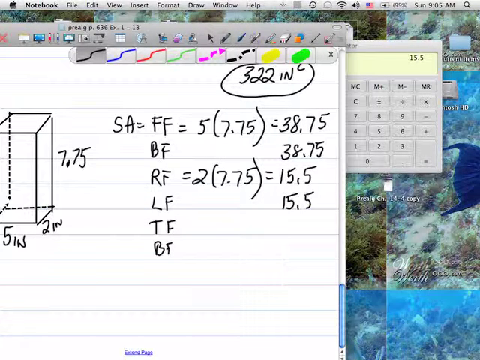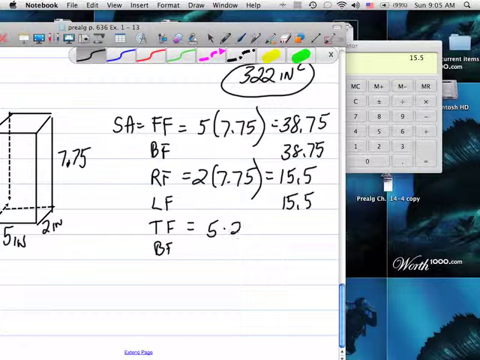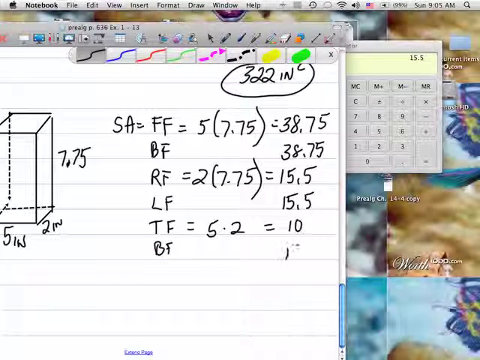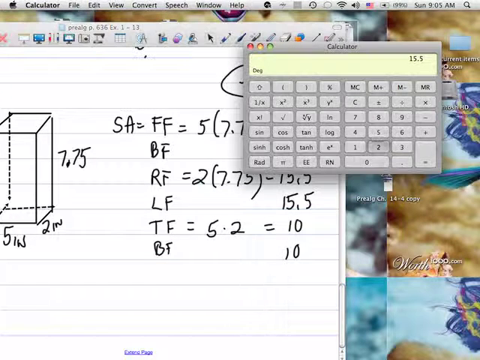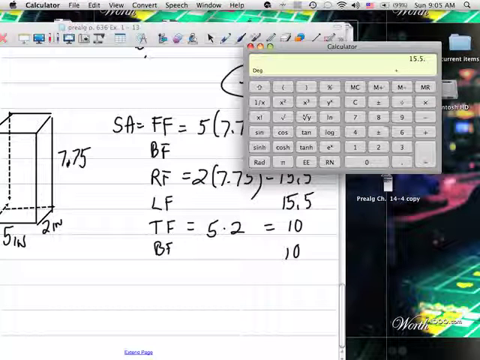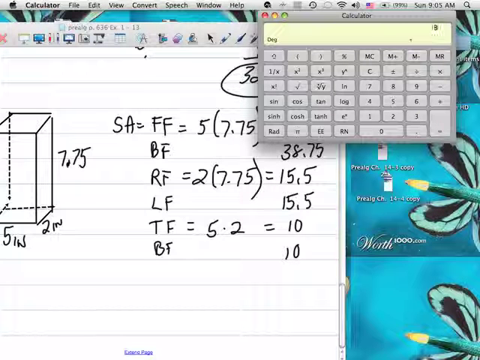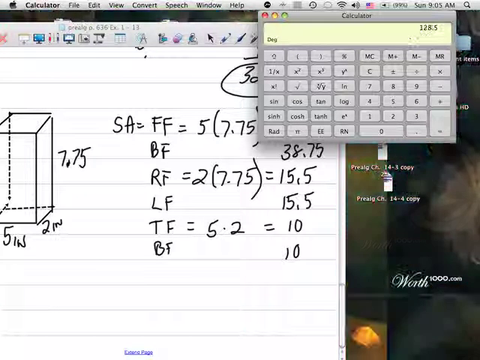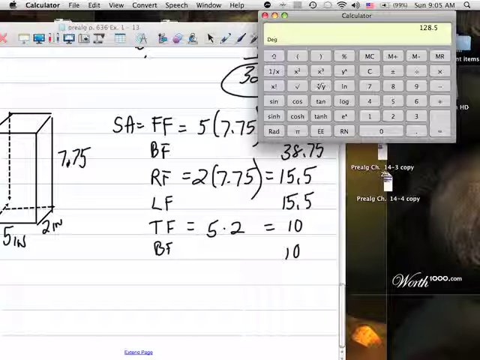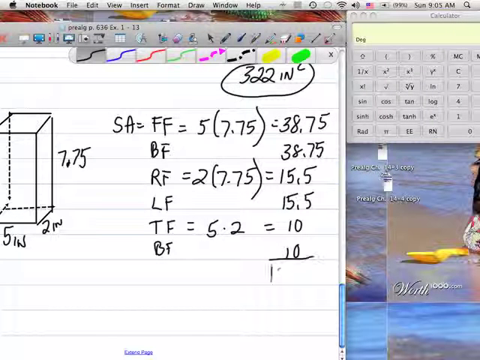And the top face and the bottom face are the same, so that's 5 times 2. So that gives us 10 and 10. So adding those up, we have 20 plus 15.5 times 2 plus 38.75 times 2. And we get a total of 128.5 inches squared.